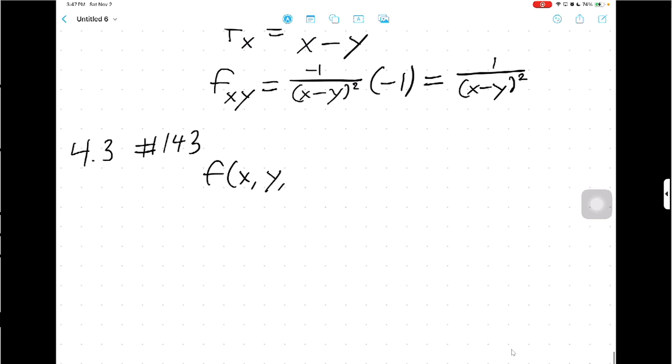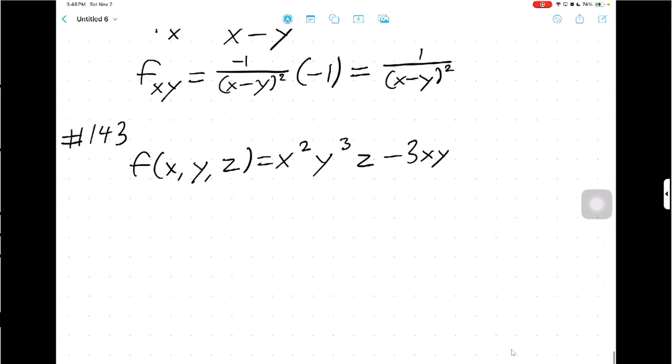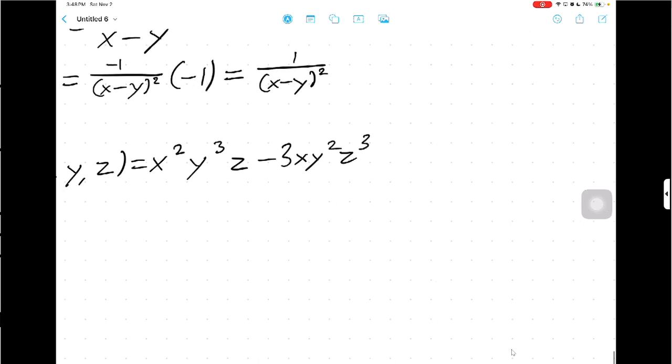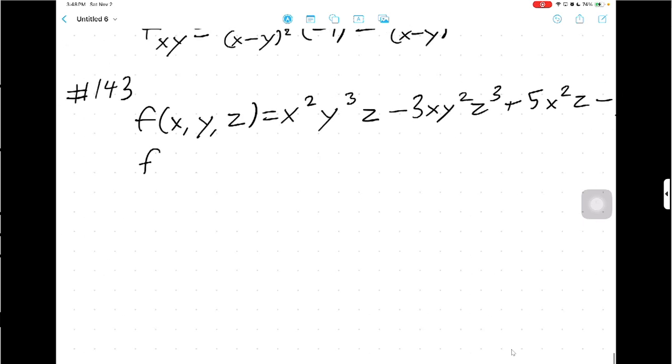This is going to be a bit. Number 143: minus 3xy squared z cubed plus 5x squared z minus y cubed z. Let's go. And the question asks you to find f sub xyz. Let's just do this the manual way, because I can't do it very fast on here.